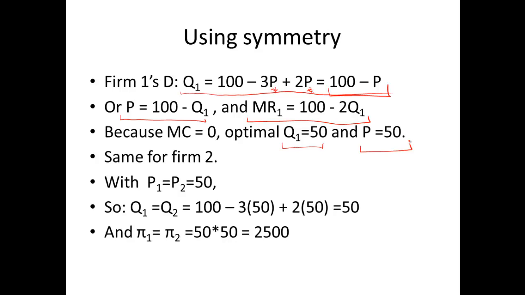Well, now that means we have that P1 equals P2 is equal to 50. And then Q1 and Q2 are each equal to 100 minus 3 times 50 plus 2 times 50, and so that equals 50. And finally then, each firm's profit is 50 times 50, or 2,500. So yes, they could do quite a lot better, to get back to the question we were posing. They could do a lot better than the 1875 they were generating in profit.